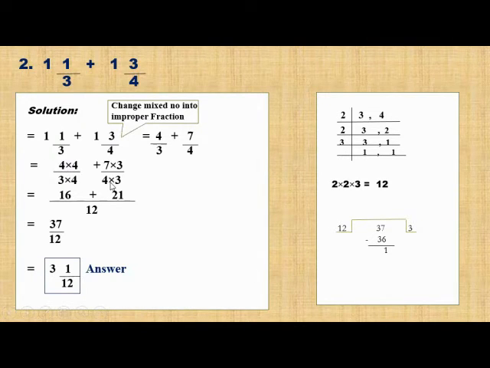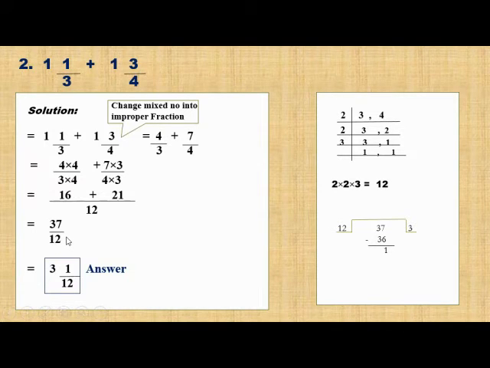Now move to this. How many times 12 is there in the table of 4? 3 times, which means 4 multiplied by 3 and 7 multiplied by 3. Now multiply 4 4s are 16 plus 7 3s are 21 upon 12. 12 is your LCM. Now add these numbers. 16 plus 21 equals 37 upon 12.